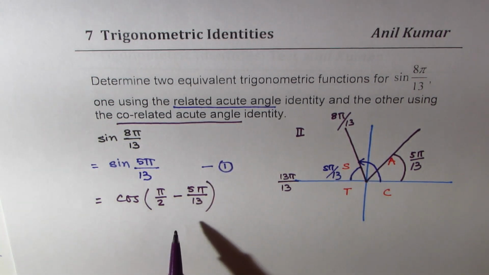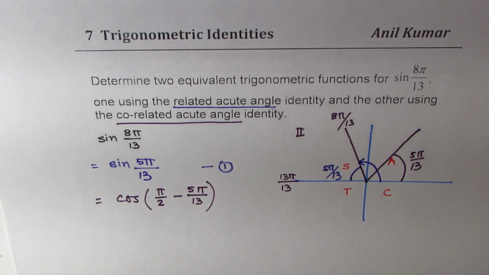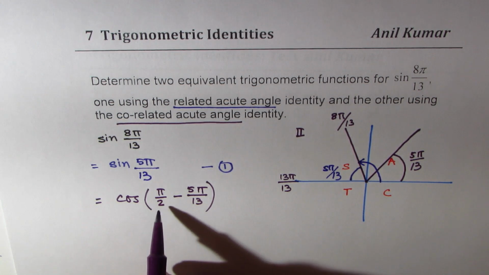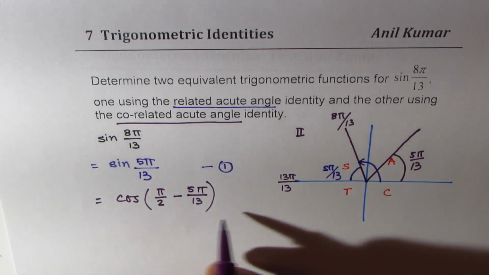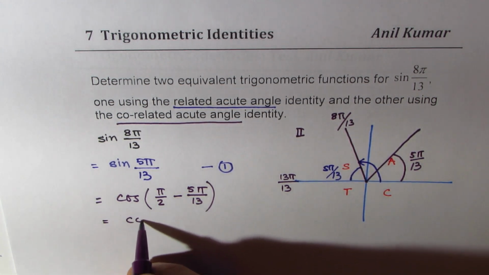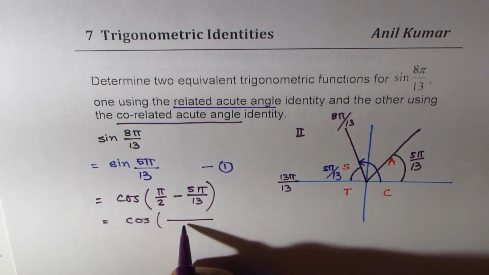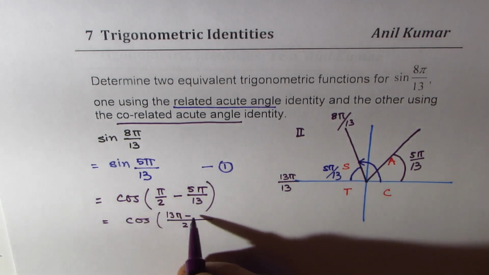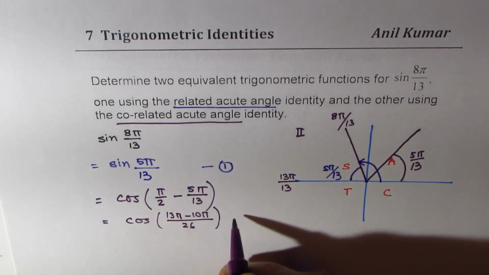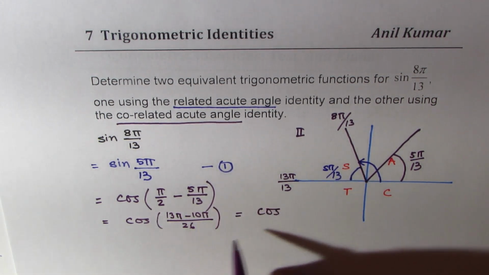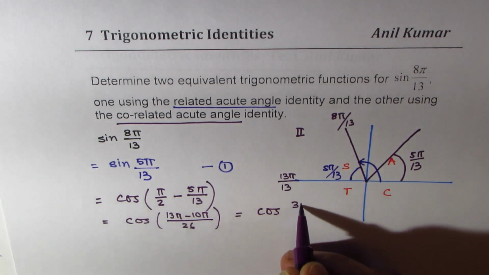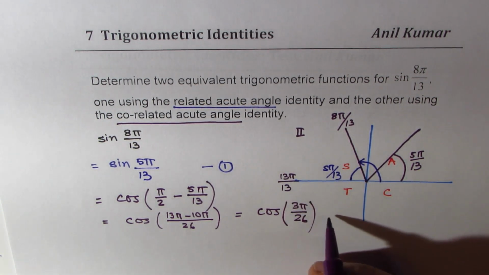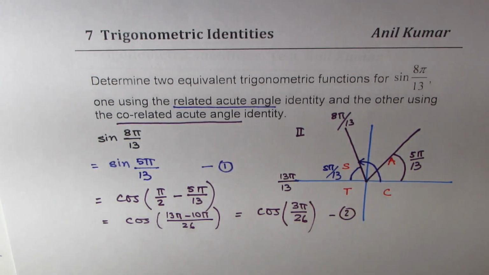Correct? So that becomes correlated acute angle. Correct? So you need to do a bit of calculation. 26 becomes the common thing, and so it becomes cos of 26, and that gives you 13 pi minus 10 pi, and that is equal to cos of 3 pi by 26. Do you understand? So that is the second answer for the same question.